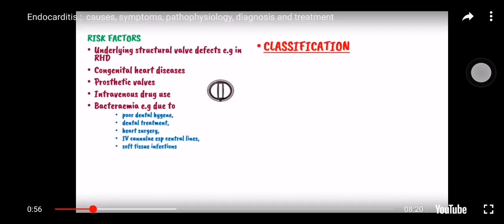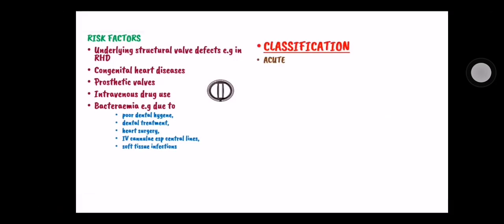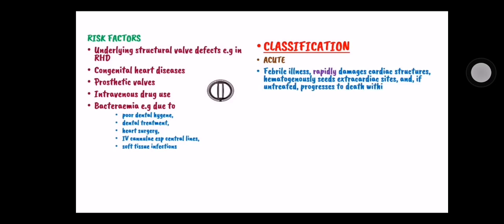Endocarditis can be classified into 2 types: acute endocarditis and subacute endocarditis. Acute endocarditis is a febrile illness which rapidly damages the cardiac structures, seeds extracardiac sites hematogenously, and if untreated, progresses to death within weeks. It is usually due to virulent organisms which affect normal valves, such as Staphylococcus aureus and Streptococcus.